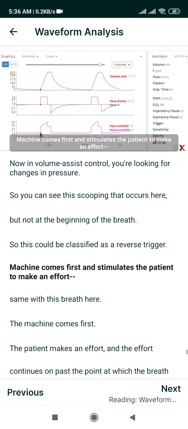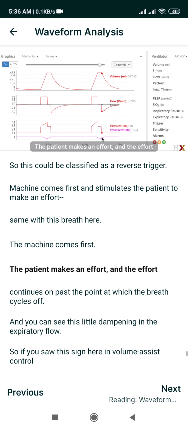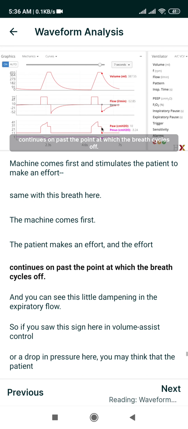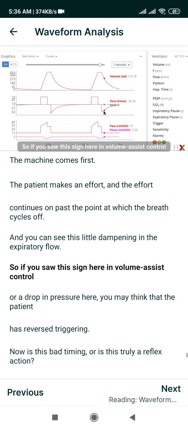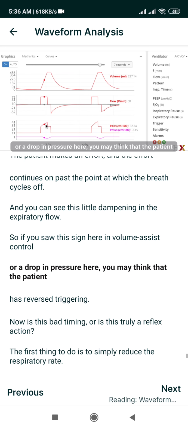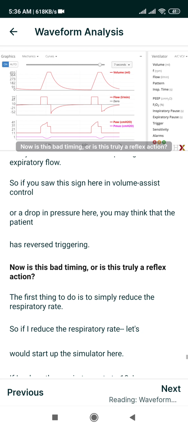The machine comes first and stimulates the patient to make an effort. Same with this breath here. The machine comes first, the patient makes an effort, and the effort continues on past the point at which the breath cycles off, and you can see this little dampening in the expiratory flow. So if you saw this sign here in volume assist control, or a drop in pressure here, you may think that the patient has reverse triggering. Now, is this bad timing, or is this truly a reflex action?